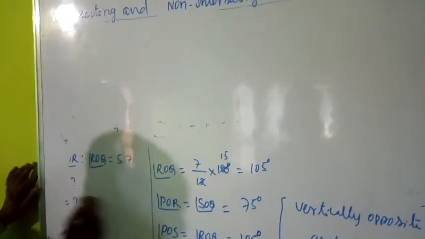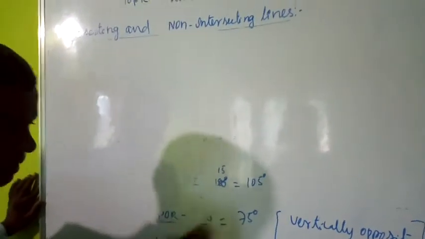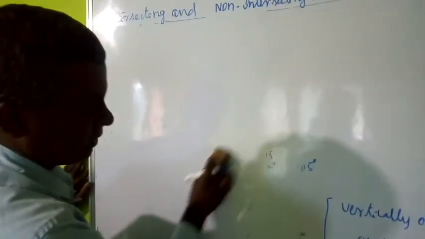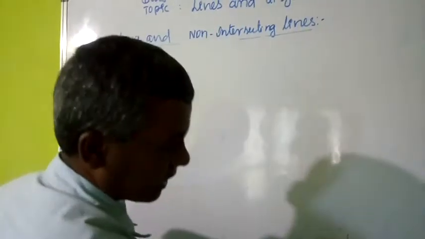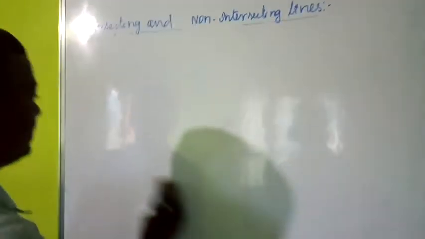Okay, one more sum here. In the figure, AB and CD are two lines that intersect each other, so the vertically opposite angles are equal. Correct?